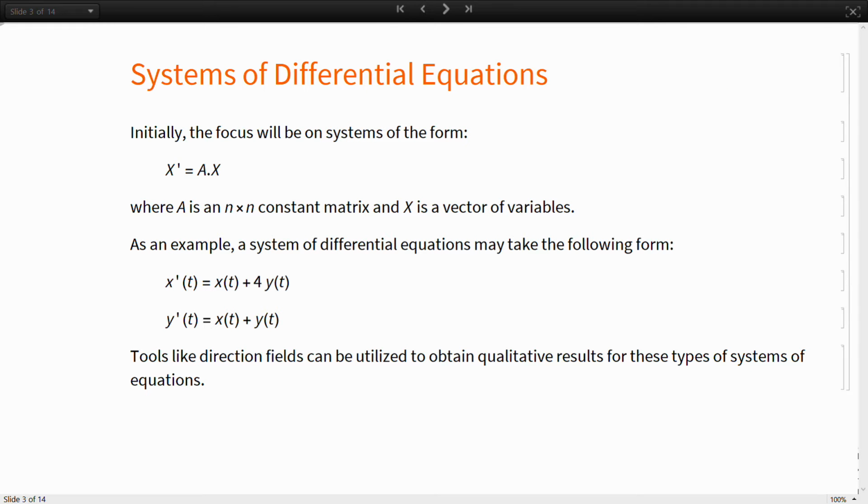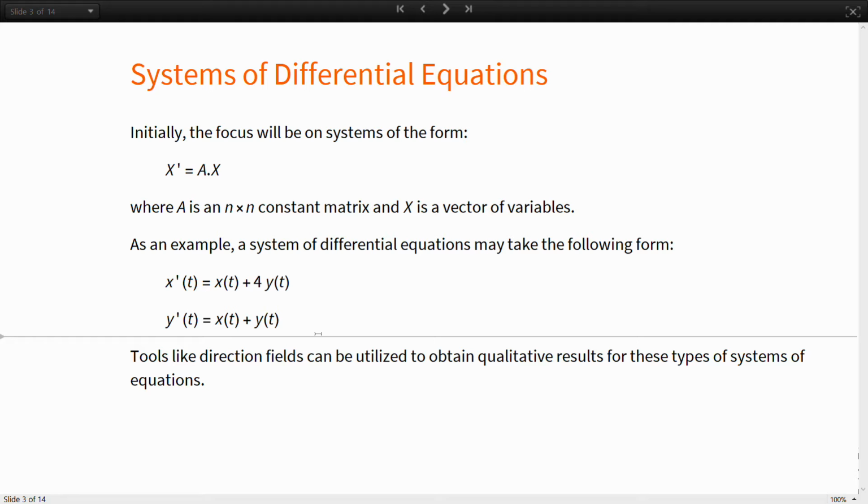We will begin by focusing on systems of first-order differential equations of the form here, where A is the standard coefficient matrix we've encountered in previous lessons, while capital X is a vector of variables. As an example, consider the system of differential equations here. The capital X vector would hold the variables little x and little y. Capital X prime is a vector holding the derivative of little x and little y.